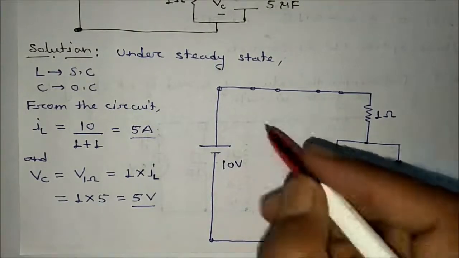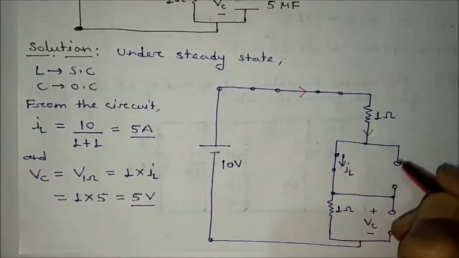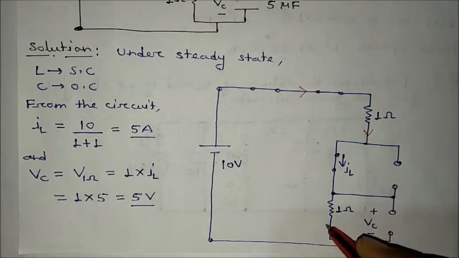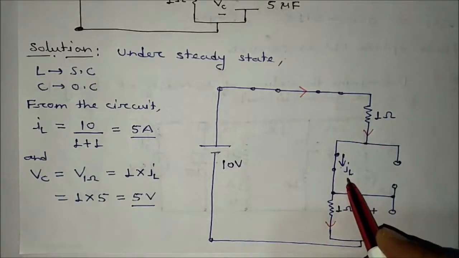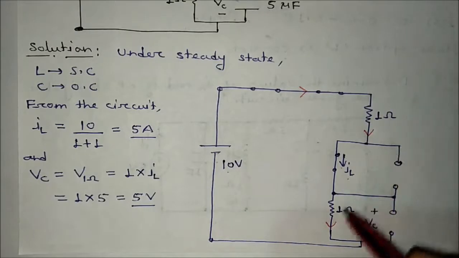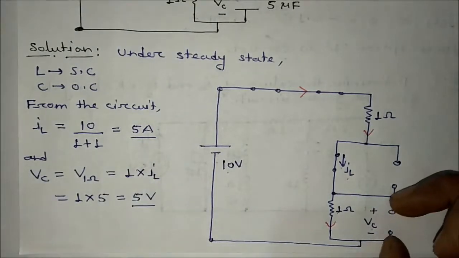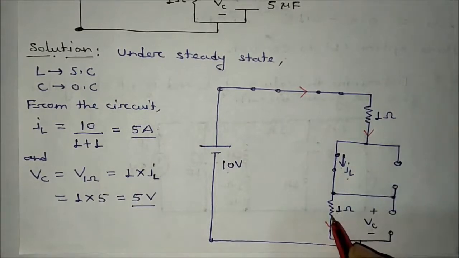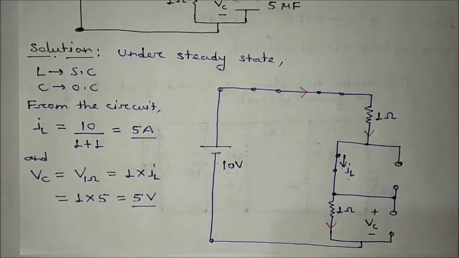First of all, see, the current will flow from here, through this one. There will be no current here, there will be no current here because these are open circuit. So in the whole circuit the current is flowing, that is equal to IL. So IL is equal to 10 divided by 1 plus 1, that is equal to 10 by 2, that is equal to 5 ampere. Now this VC voltage is exactly the same as this voltage, as the current is flowing, that is equal to 5 ampere. 5 into 1, that is equal to 5 volt. So VC is equal to 5 volt.